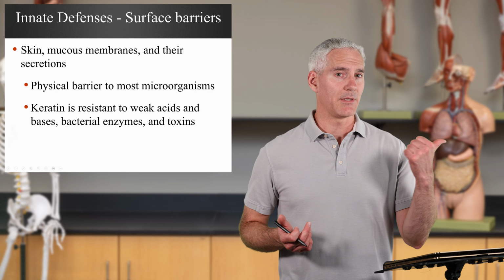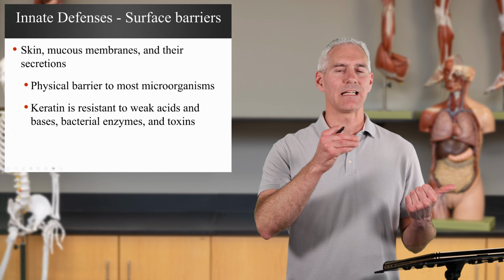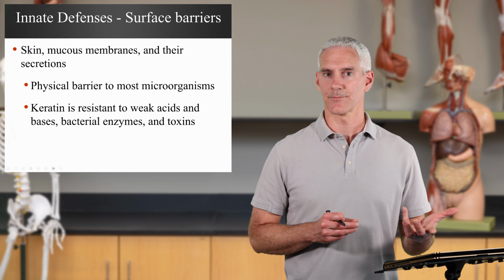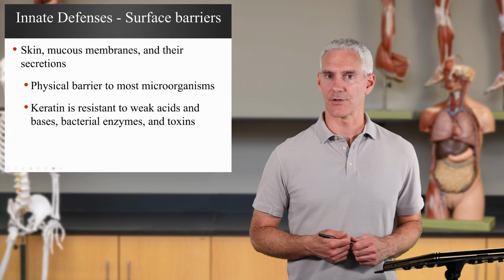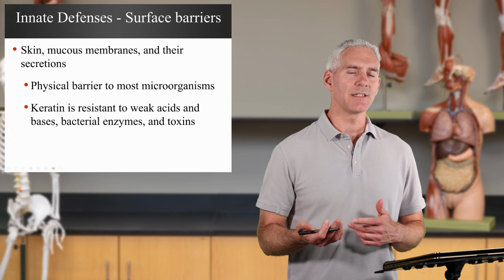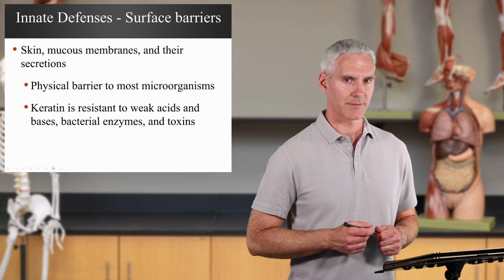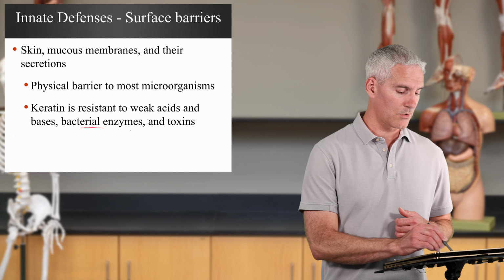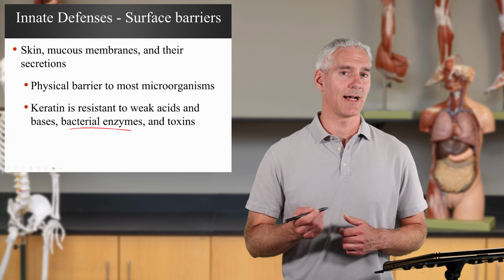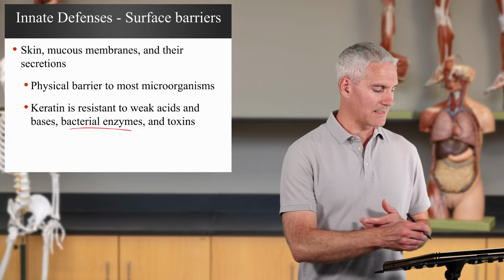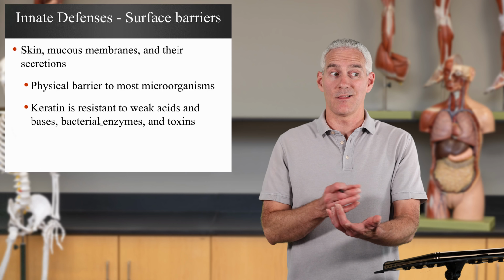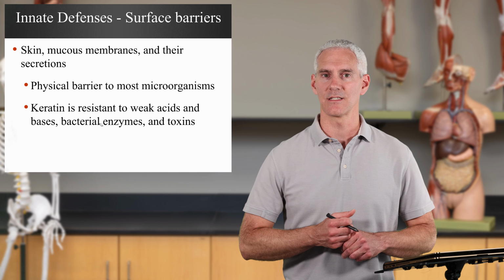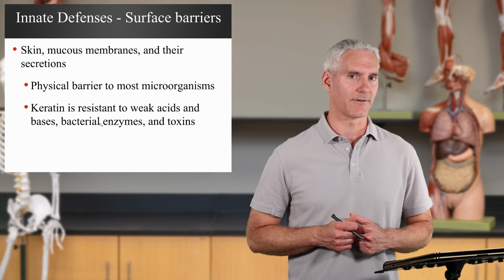Keratin, think back to AP1. Keratin is in the keratinocytes, the skin cells. Keratin itself, which makes up a large amount of those keratinocytes, is resistant to weaker acids and weaker bases. It's also resistant to a lot of bacterial enzymes and toxins, which means that these bacteria and different components are trying to get through. A lot of them aren't functional on the skin because keratin helps prevent their functionality.